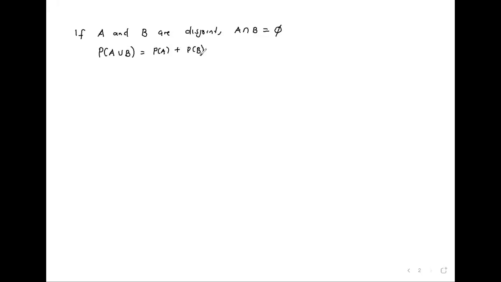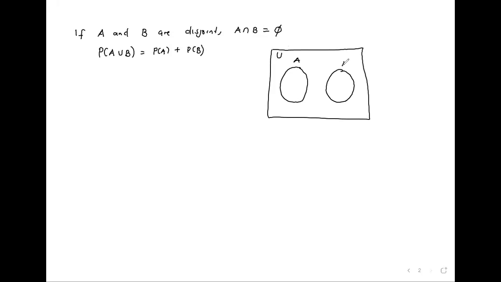I think I did demonstrate that if you have this structure here, this is the universal set, and then I have A here, I have B here. Then you get this probability plus you get this probability. So there's nothing that has been added twice. So you just add them and then you're okay.